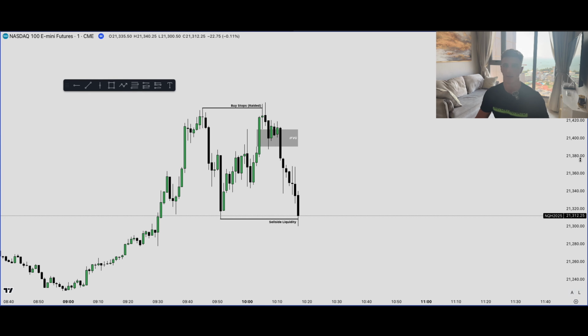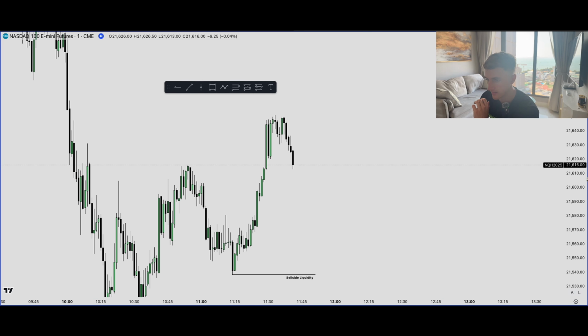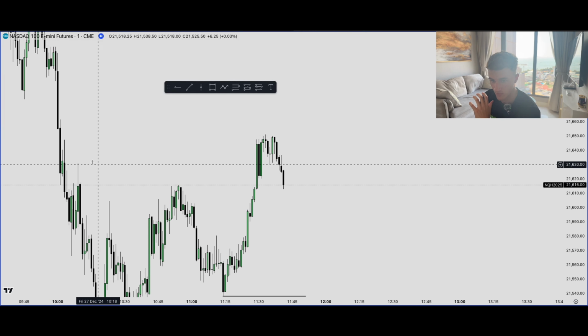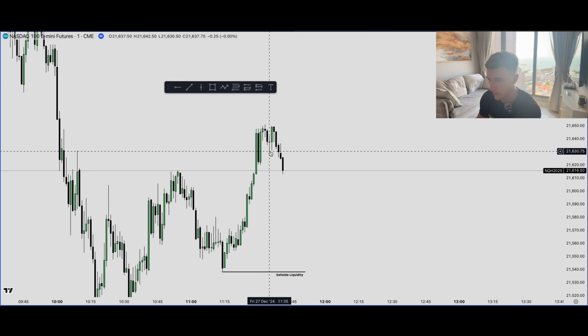But anyways, in the next slide, we're going to find a nice example of the mitigation block where you'll see that price taps into it and it plays out very well. So let's jump straight into that. All right, so here we go. This is a mitigation block, a bearish example. So as you can see, we've swept some sort of buy side liquidity. As you can see, we have that swing high right here, swing high followed by a swing low.